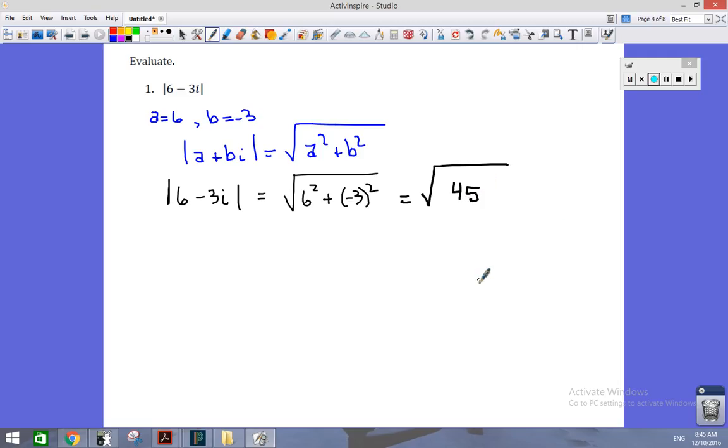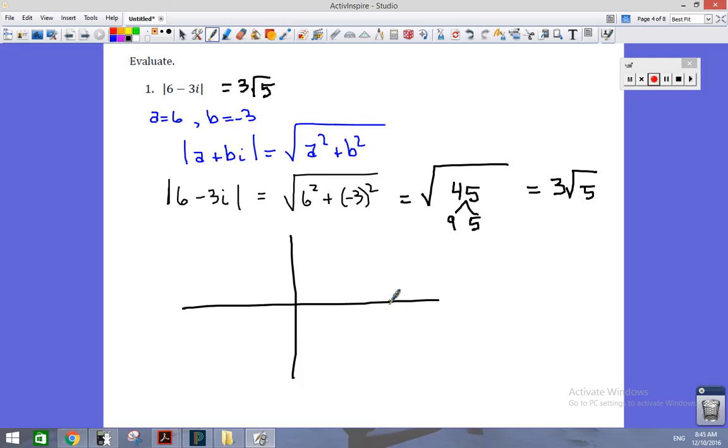I can simplify the square root of 45 to 3 radical 5, because I know that 45 breaks down to 9 times 5. The largest perfect square that divides 45 is 9. The square root of 9 is 3. So I know that's my answer: if you go out 6, down negative 3, the distance between this point and the origin is 3 radical 5. All right.